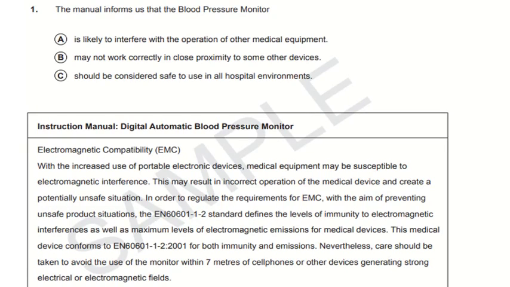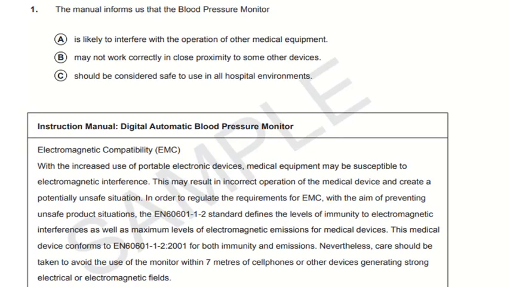So now we get back to the question. It says the manual informs us that the blood pressure monitor. The options are: is likely to interfere with the operation of other medical equipment; the second option is may not work correctly in close proximity to some other devices; or should be considered safe to use in all hospital environments.